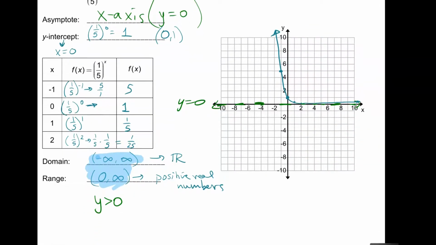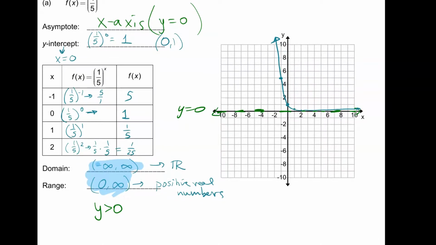Alright, so once again, the asymptote, still the x-axis. Y-intercept, all you do, plug in x equals 0. Anything to the 0 power is 1. Most of your y-intercepts are going to be 0, 1. Awesome.